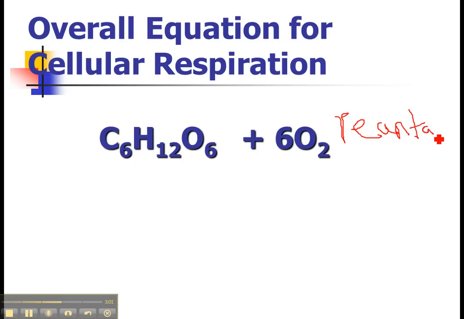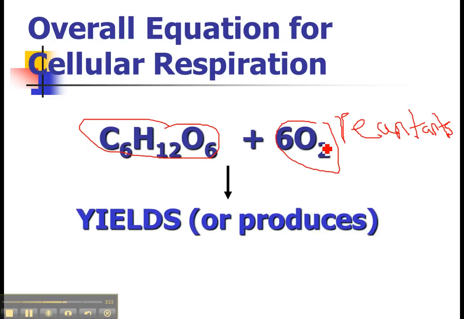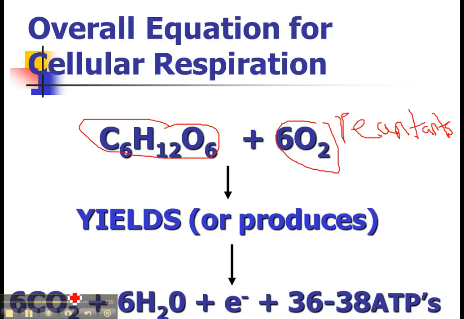So we have our glucose right here and oxygen. This is the stuff we take in, and it makes, or yields, or produces CO2. So we produce CO2, breathe it out, water, there's some electrons in there, and then wonderful ATP, our energy. That's what we are producing during cell respiration.